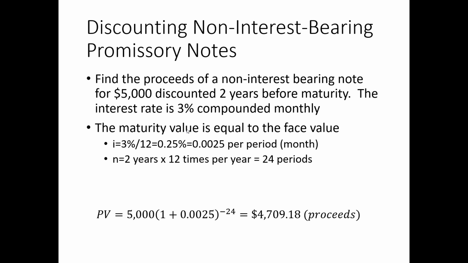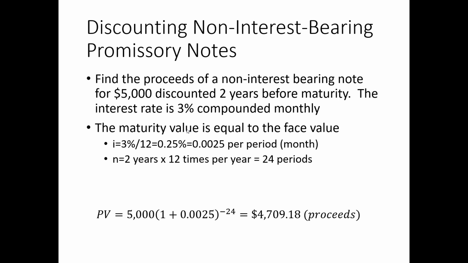So, for instance, we're going to find the proceeds of a non-interest bearing note. Remember, two types of promissory notes, non-interest bearing and interest bearing. We're going to find the proceeds, that's how much money you get, or how much money you pay, depending on which side of the transaction you are on, of a non-interest bearing note for $5,000 discounted 2 years before maturity. Interest rate is 3% compounded monthly. In 2 years we'll receive the $5,000. So we find the i, like we did before. We find the n, just like we did before. None of that is different.